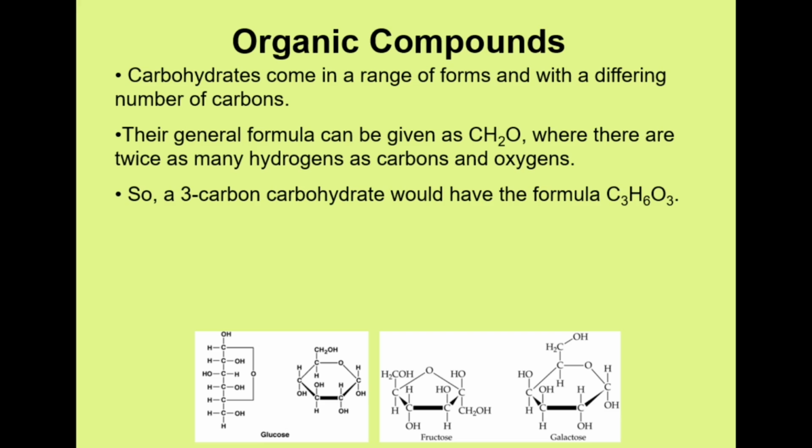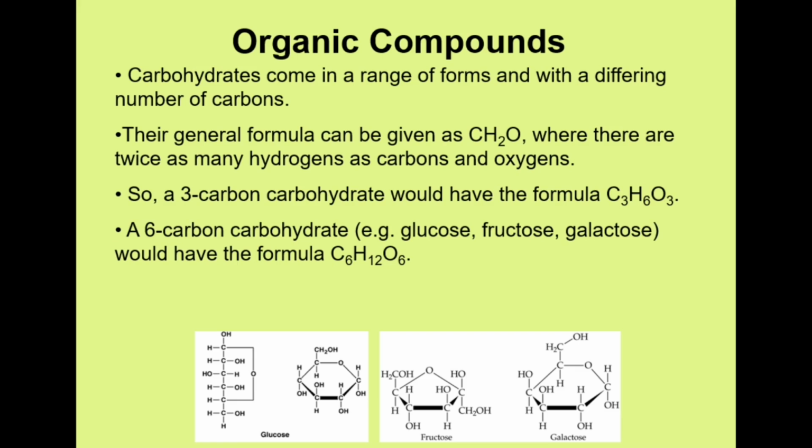So what plants will then do is combine 2 of these to make a 6-carbon carbohydrate, such as glucose. So glucose has the 6 carbons, so it has the formula C6H12O6. So again, just twice as many hydrogens as there are carbons and oxygens. But there's another thing here that you might have noticed, and that's that we also get two other monosaccharides that have the same molecular formula. So fructose and galactose. So fructose and galactose also have the formula C6H12O6. So how is that possible?